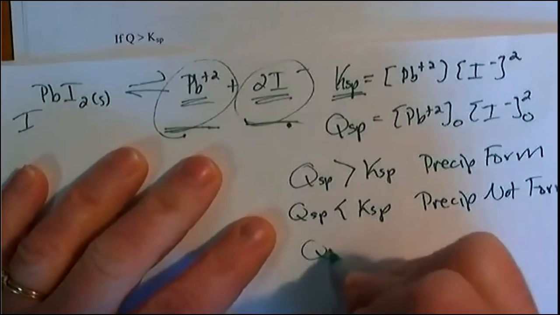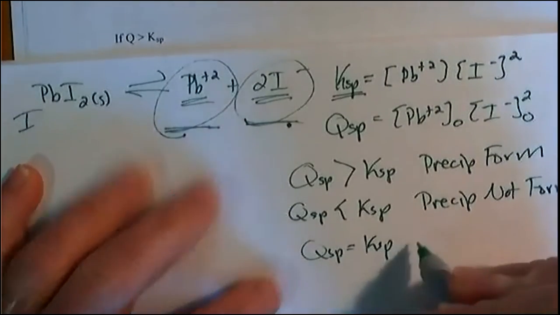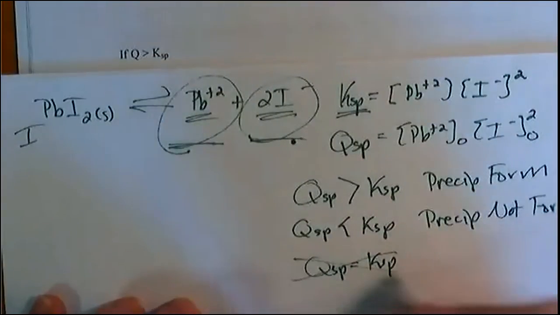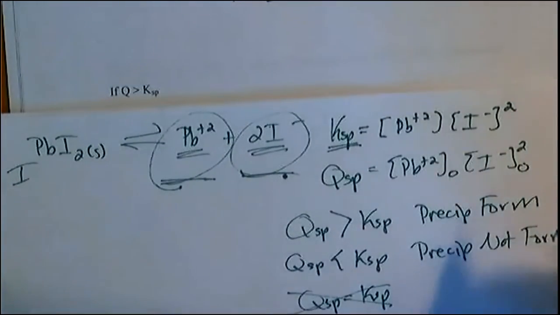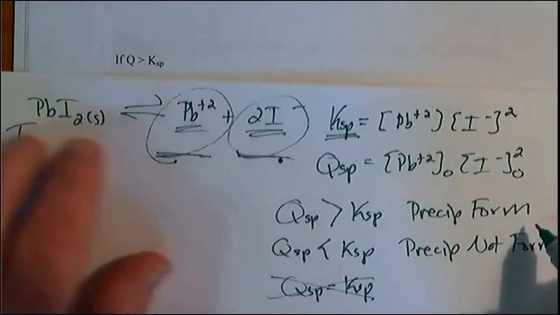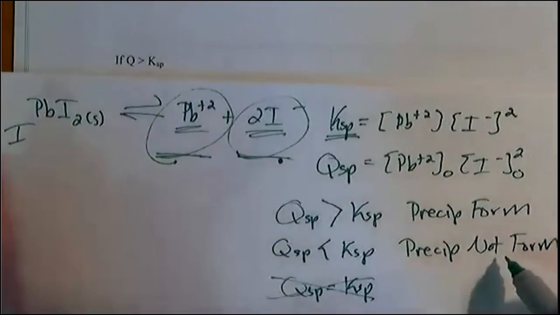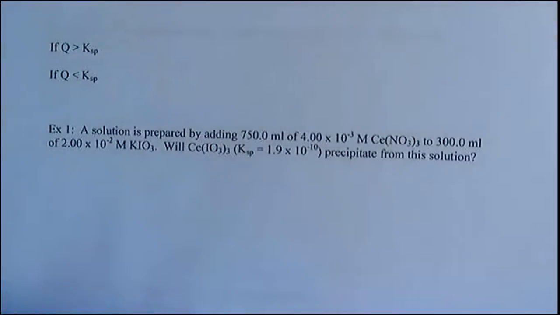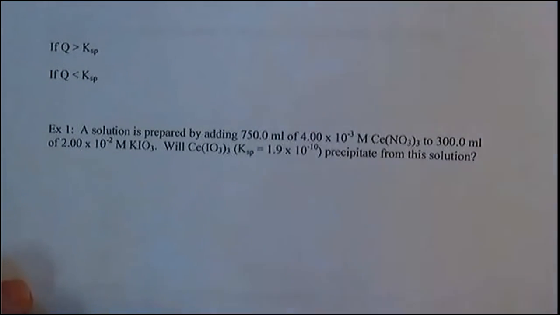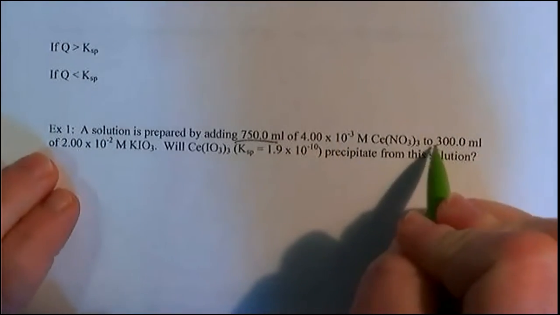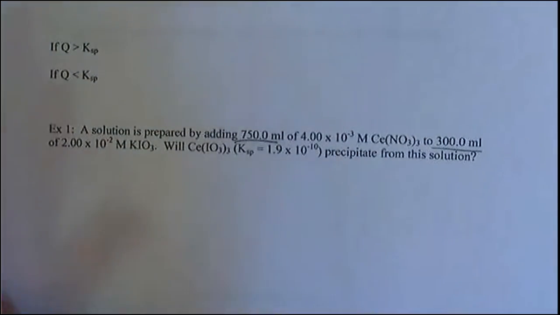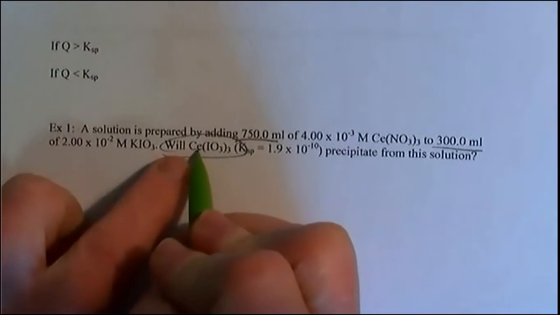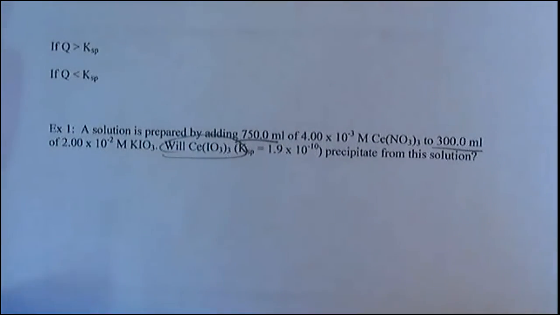Now, if QSP equals KSP, well then you're at equilibrium. That really won't be a circumstance for this unit. We're looking at, okay, are we gonna see a good amount of solid form or not? So let's dig in to this example. Now, often these QSP problems just require a little more work from us because we're often adding volumes of different concentrations. Okay, this problem is asking, will cerium iodate precipitate?